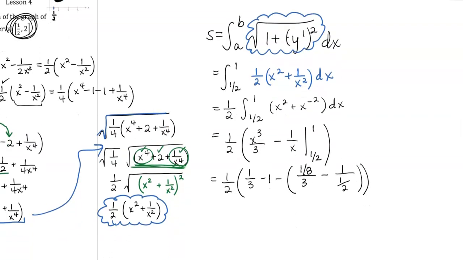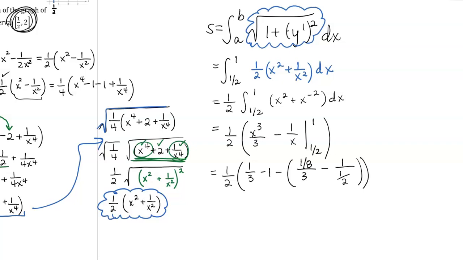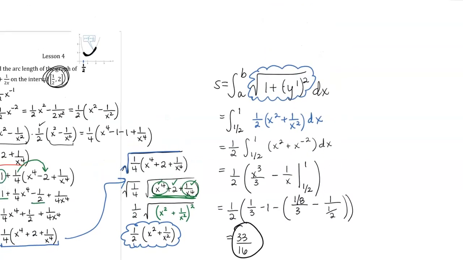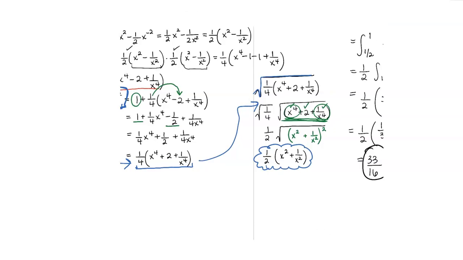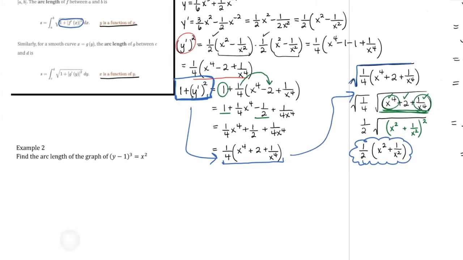And now I'm going to put all of this in my calculator and hit math enter to give me 33 over 16. So that is the length of this piece right here on that graph. It's the length of that piece there. Okay, let's look at another example.